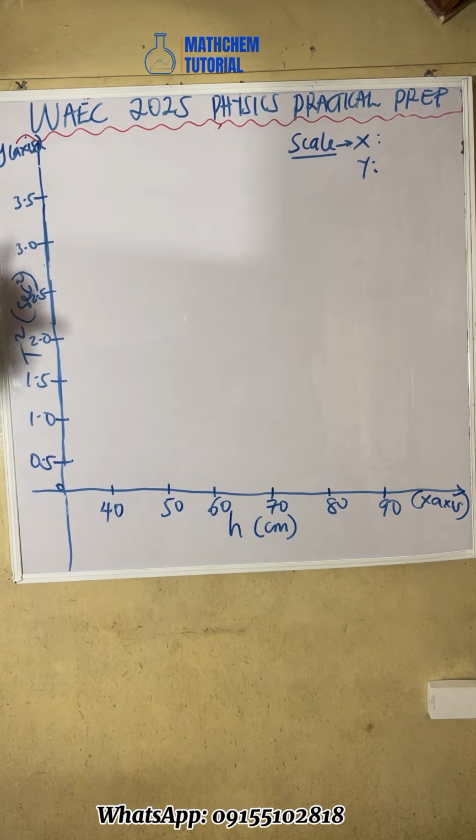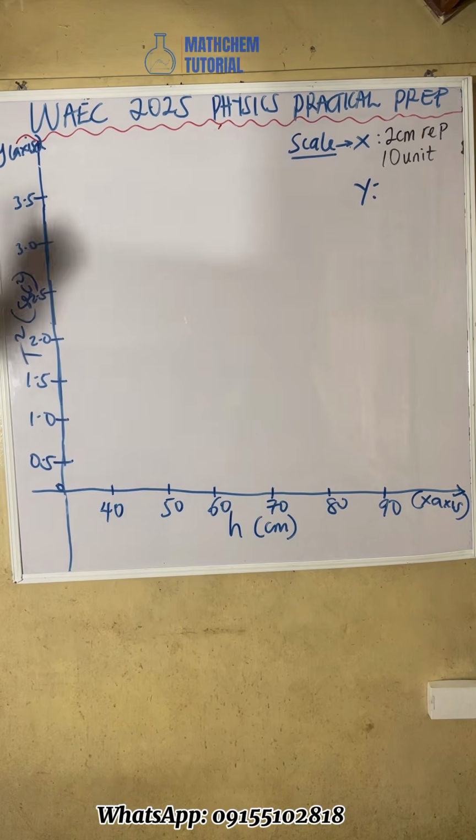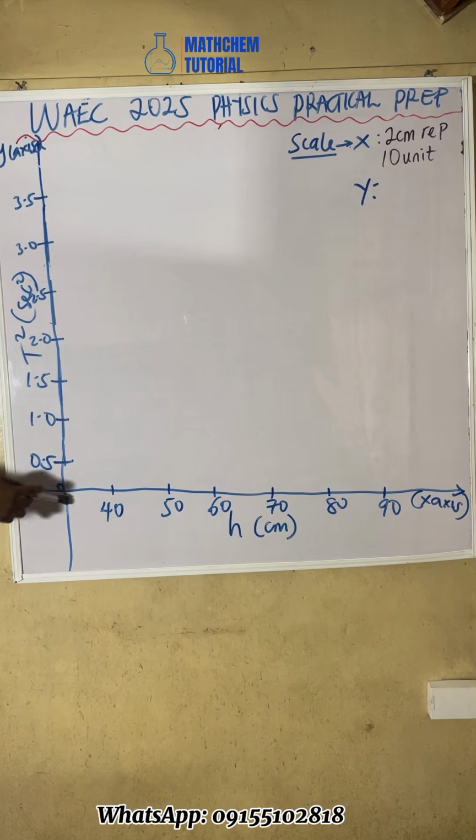So now let me write the scale there on the x-axis. The scale is now 2 centimeter represents 10 units for the x-axis. It's not compulsory for you to start from 0 and go 0, 10, 20. No, you can just start with 40 here, but let your consistent interval be what you need, and that is 10 units.